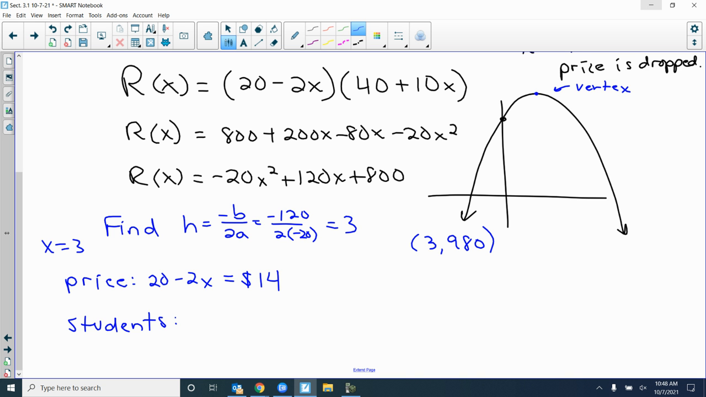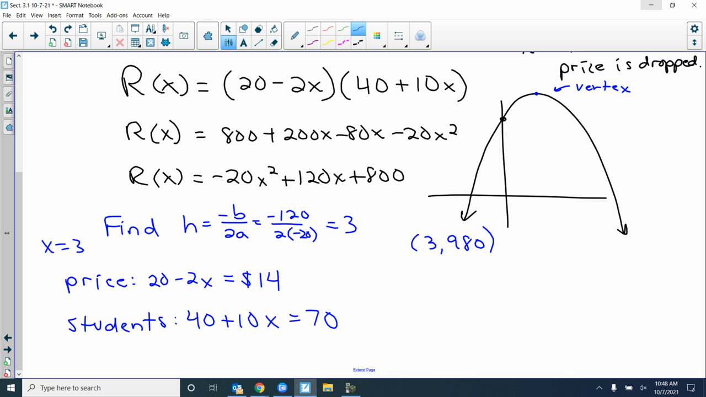980? Please say no. Not 980 students. The students is represented by what? 40 plus 10x. X is 3. You gain 10 students every time you drop the price. What do we end up with? 70. Well, what does a 980 represent?